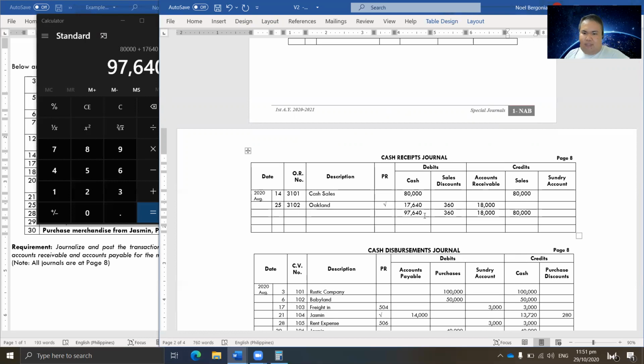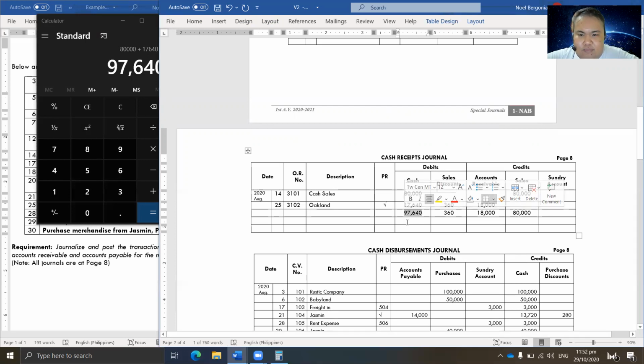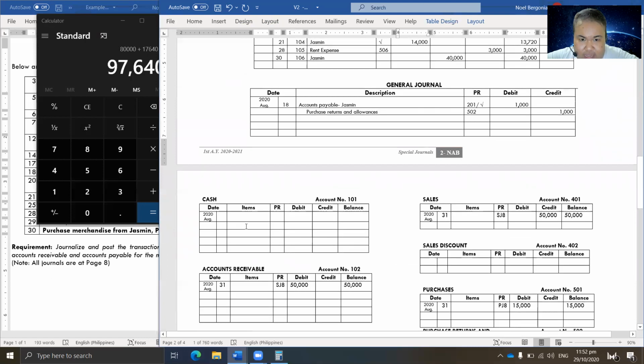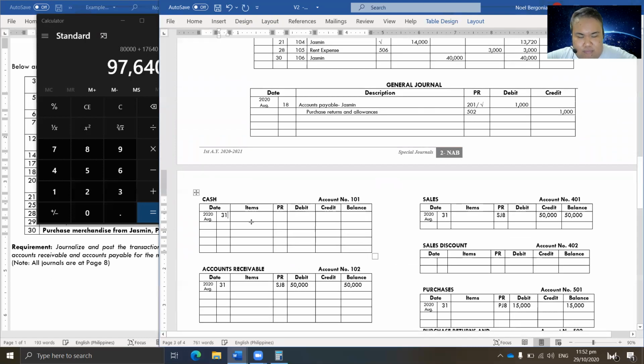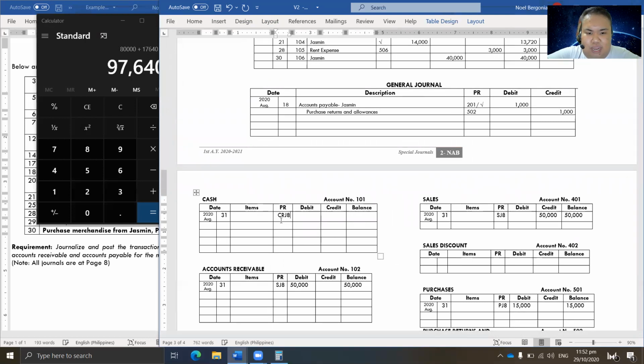Si cash muna. Okay? You need to post to cash 97,640. So punta tayo sa cash. Ayan. So on August 31. Saan po galing yon? 'Di ba cash receipts journal yon? Cash receipts journal page number 8.